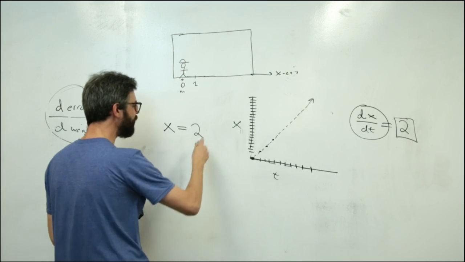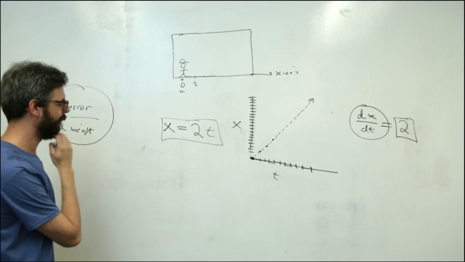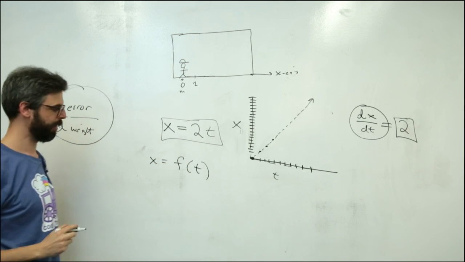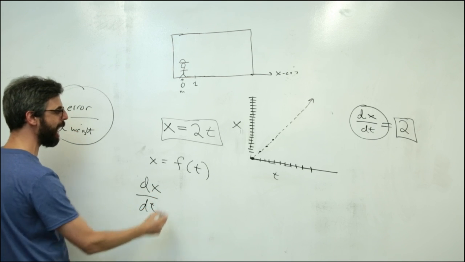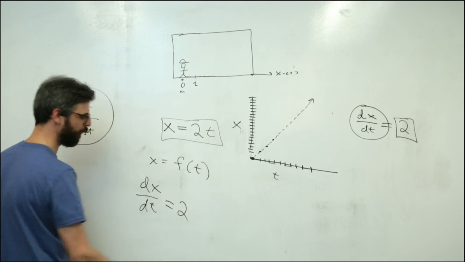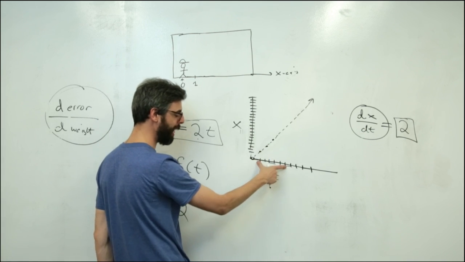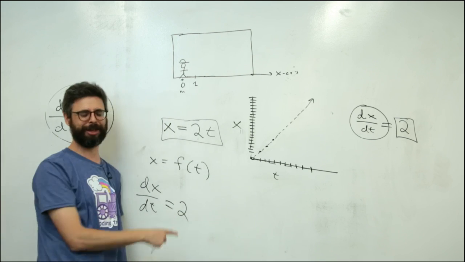So if this is the function, and really x is a function of t, the change in x relative to the change in time, the derivative of this, is 2. Always 2.